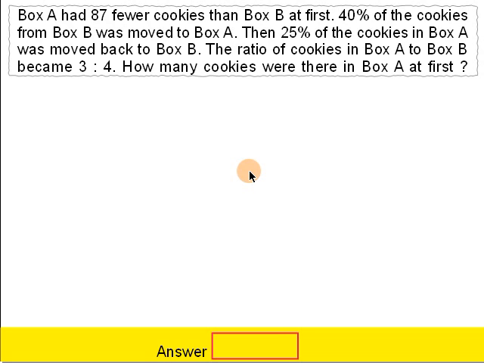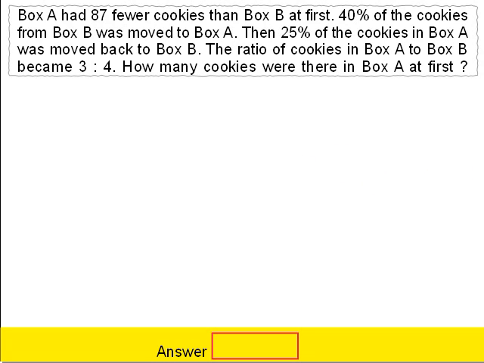Well, this question says that box A had 87 fewer cookies than box B at first, and 40% of cookies from box B was moved to box A. Then 25% of the cookies in box A was moved back to box B. The ratio of cookies in box A to box B became 3:4. How many cookies were there in box A at first?